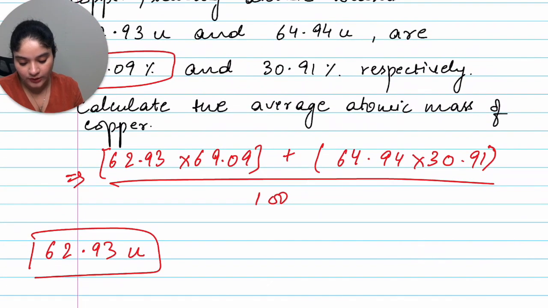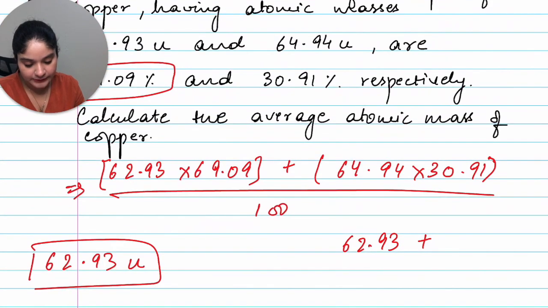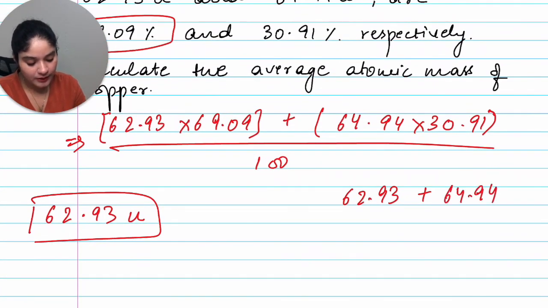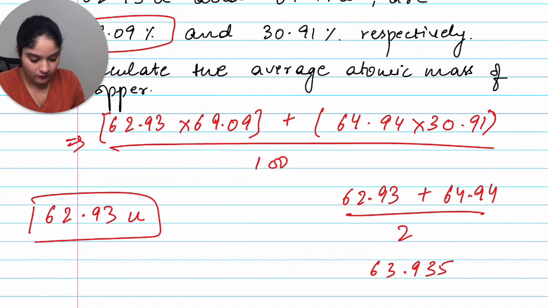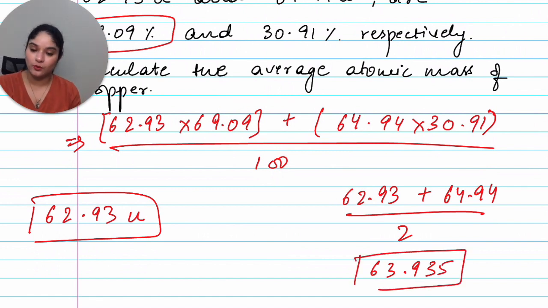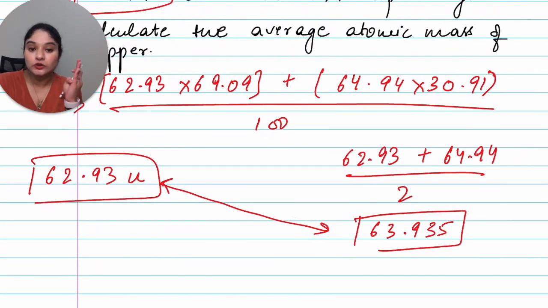So what do we have here? We have 62.93 plus 64.94 divided by 2. So I'll quickly use a calculator to speed up the calculations. So that would be 62.93 plus 64.94 divided by 2. So I have 63.935. So whatever answer you give for this particular question should be between this range, starting from 62.93 to 63.93.